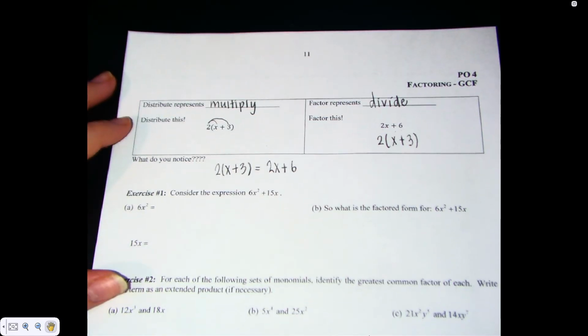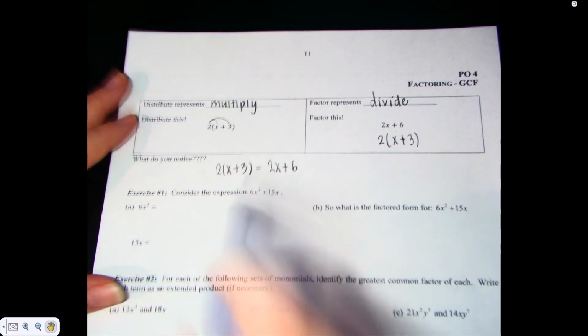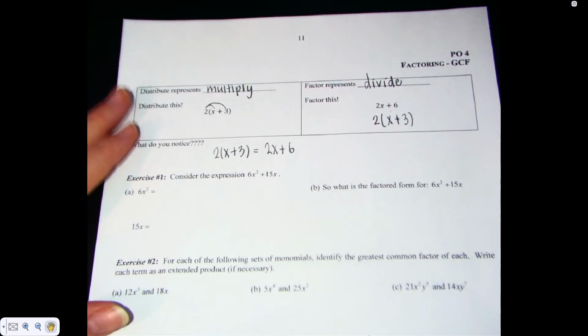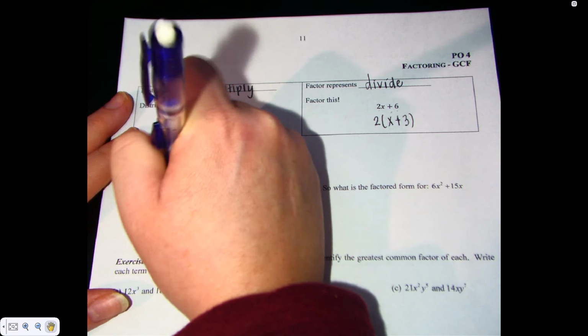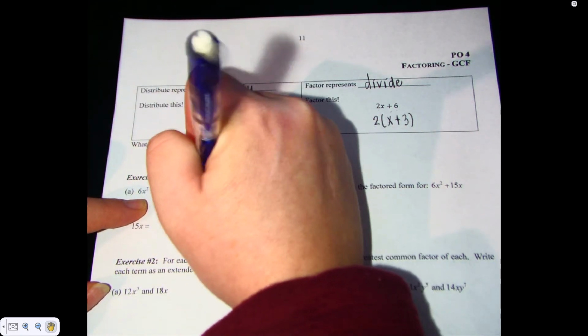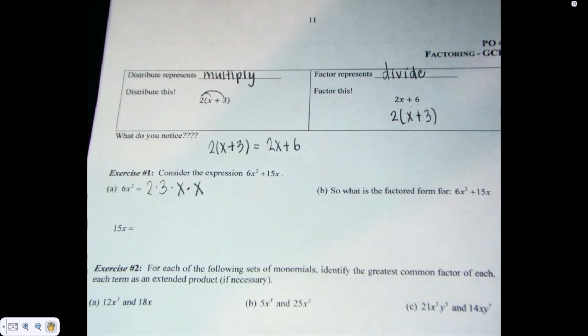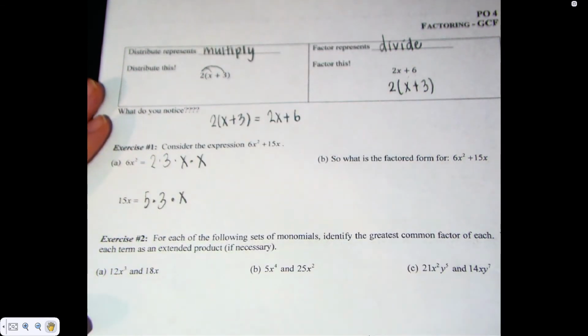Okay, so consider the expression 6x squared plus 15x. What we're going to do here is try and figure out a greatest common factor by expanding this expression. So I'm going to say 2 times 3, because 2 times 3 is 6, and then x squared just means I'm going to write x 2 times. Okay. Well, I'm going to use 15 as, let's say, 5 times 3. And I have 1x, so I'm just going to write it 1 time.